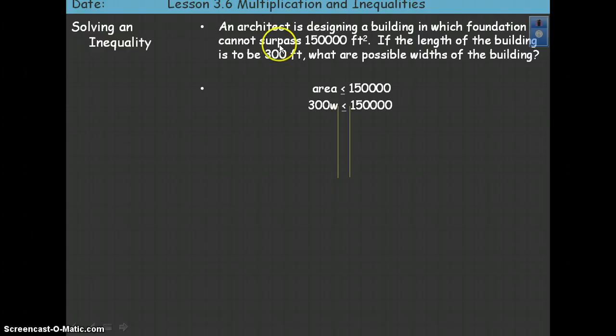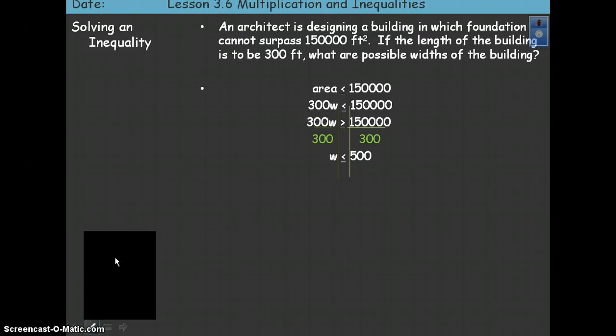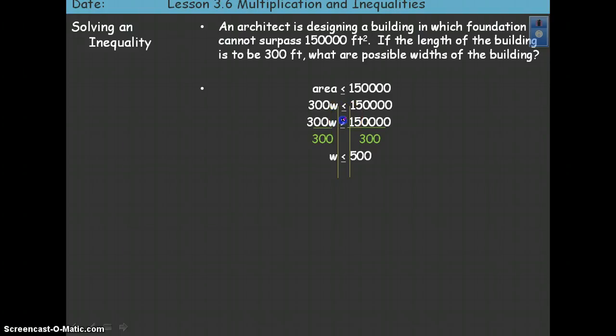I know the length is 300. The width is the part that I don't know. I'd like to divide both sides by the coefficient, in this case a 300. Simplifying out common factors, it appears that we would want to have w less than or equal to 500. Now we can see that the sense of the inequality has not changed here. Since we did not divide by a negative, we would not change the sense of the inequality in this case. The width must be less than or equal to 500 feet in order to meet the qualifications for the building.